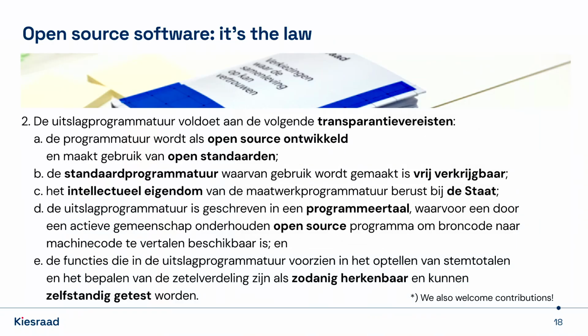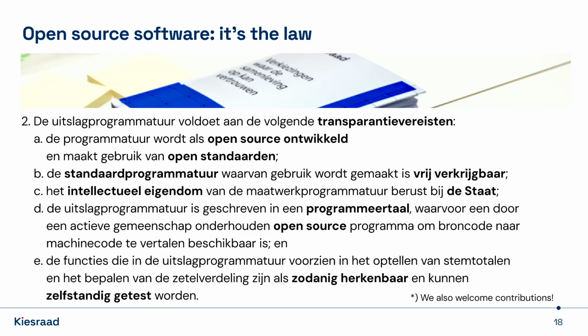Then a bit about open source development in general. So what we have to adhere to. Open source software is the law in the Netherlands. This is an excerpt from the kiesbesluit, part of the law. And there's some interesting parts in this. So these are the requirements for transparency.